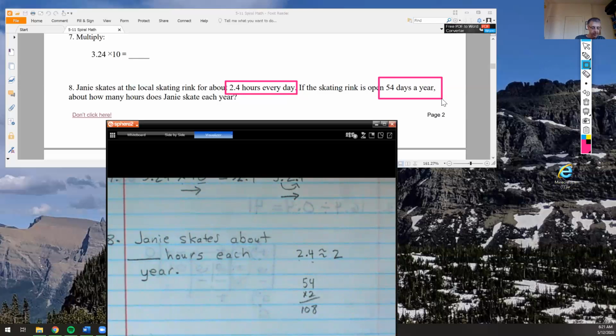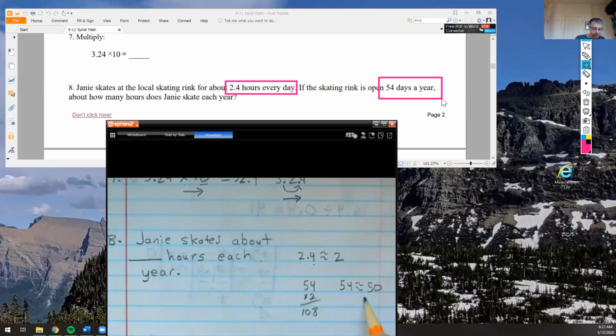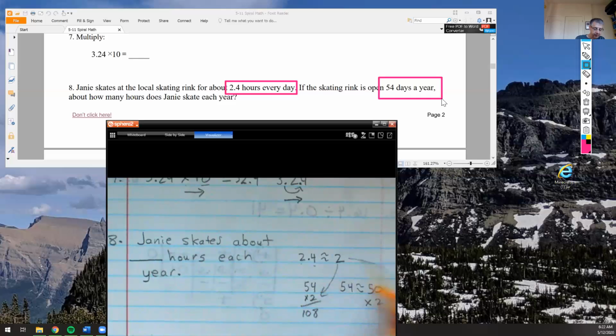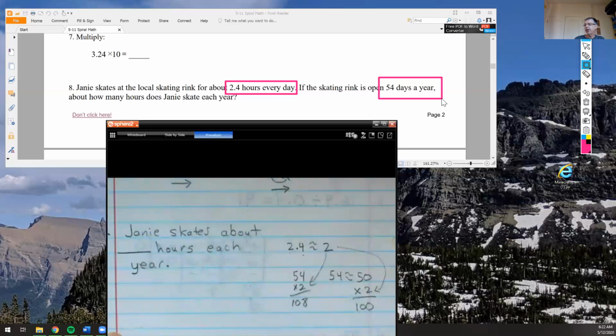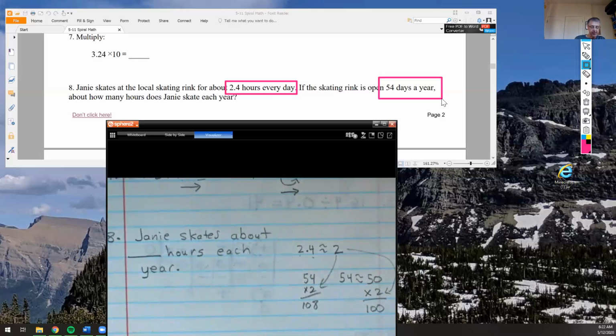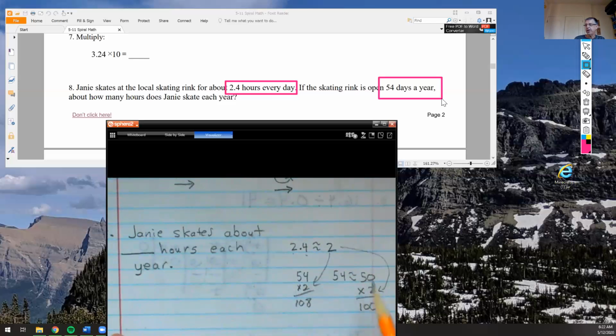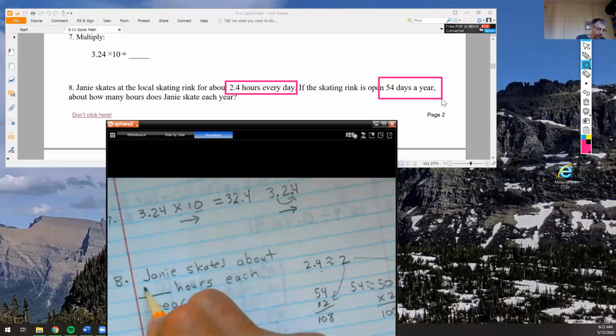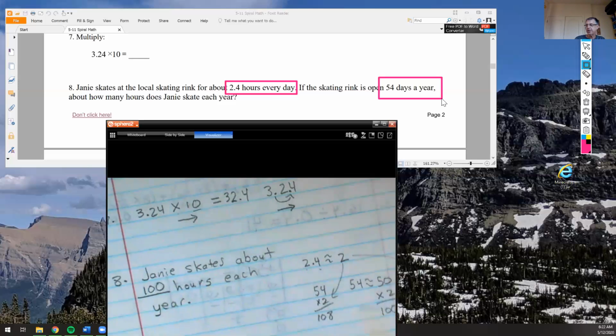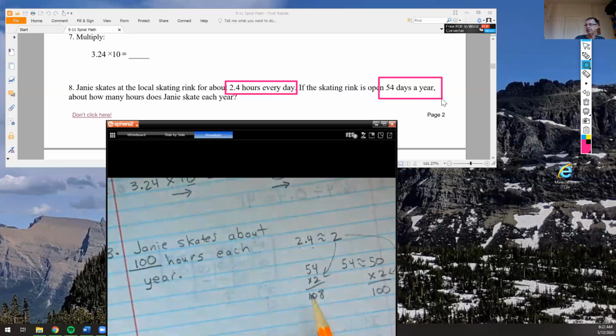If you want to, you could also have done this. You could have rounded 54 to about 50. And 50 times 2, which is the rounded amount, I could do in my head too for 100. Either way is okay. I was going to round it this way for my answer. Janie skates about 100 hours each year. You could also say Janie skates about 108 hours each year.